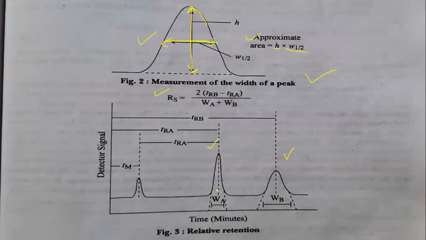Now see, this is the component A coming out of the column, for which the time required is TRA. Then component B comes later on, so it will take a time TRB.